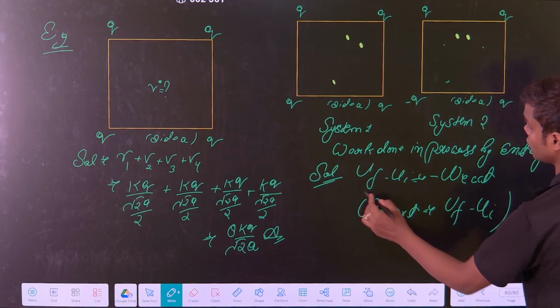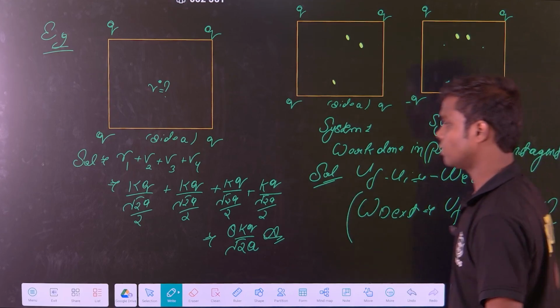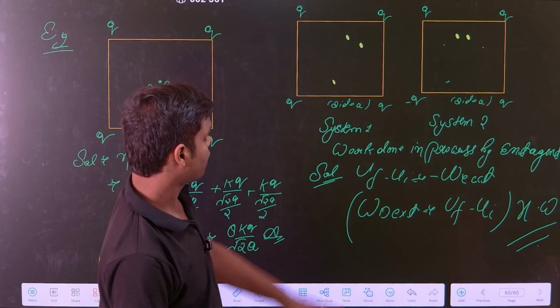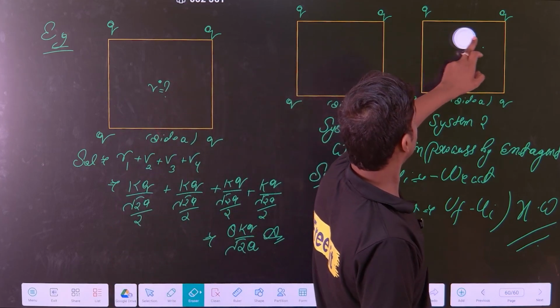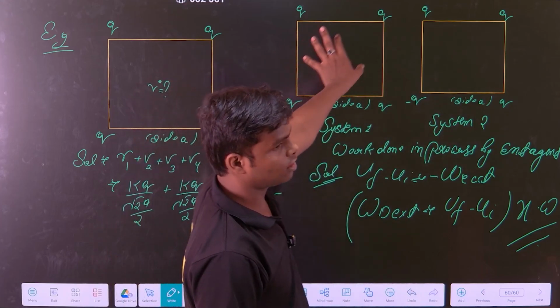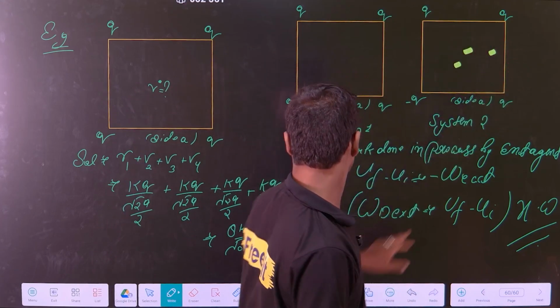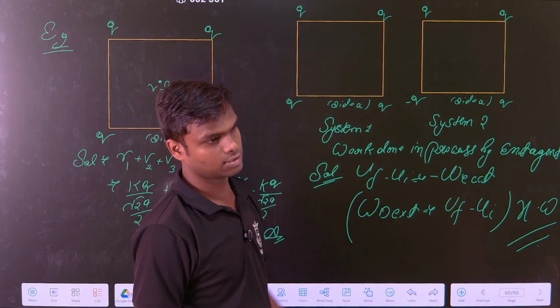That is a simple thing you have to apply, and for that reason I am giving it to you as homework. What you have to do is simply find the potential energy of this system, then find the potential energy of this system, and then simply subtract, and you will get the work done by the external agent. Simple. Clear?